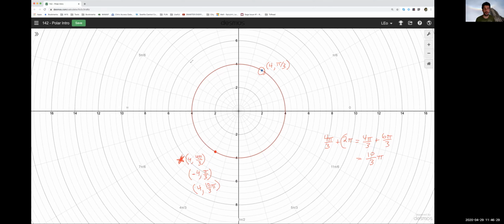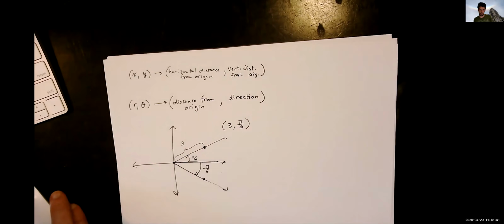So that's our polar points. So let's do something else now. Let's see how these points relate to Cartesian coordinates, okay? So let me get my notes on task so I keep in mind what I want to do.